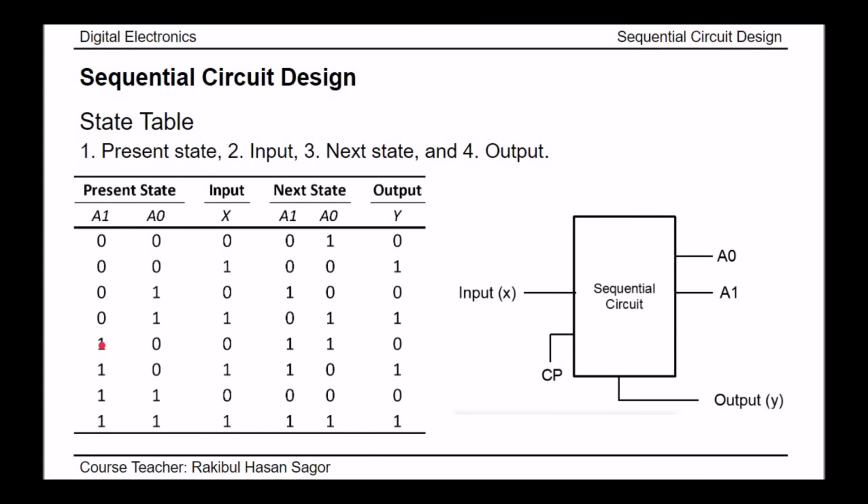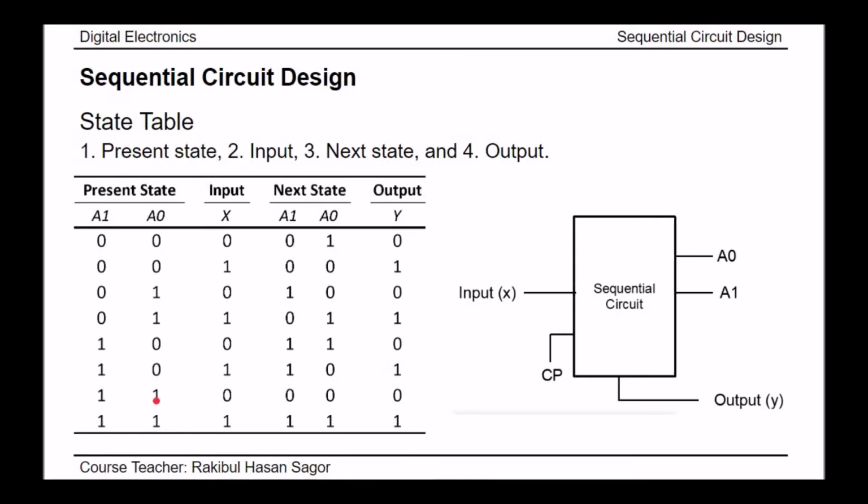Whenever we have present state 1 0 and input equal to 0, it will go to the next state 1 1 and it must show 0 output. Whenever we have 1 0 in the present state but the input is 1, it will be paused. That means 1 0 will prevail and the output will be 1.